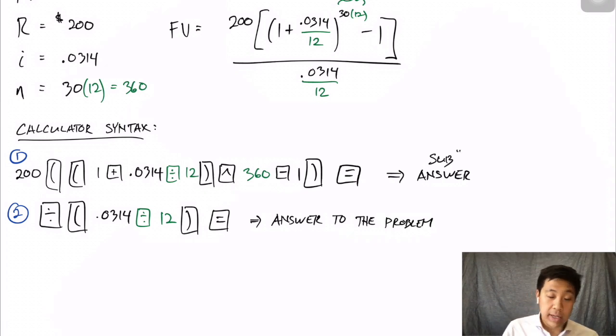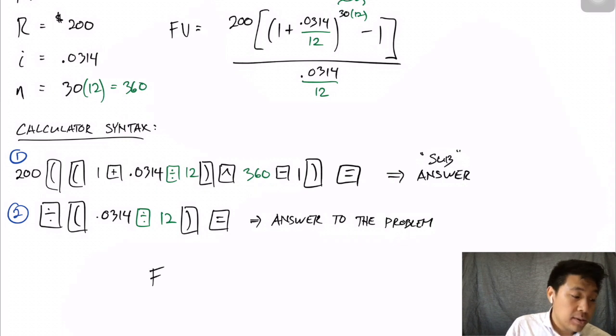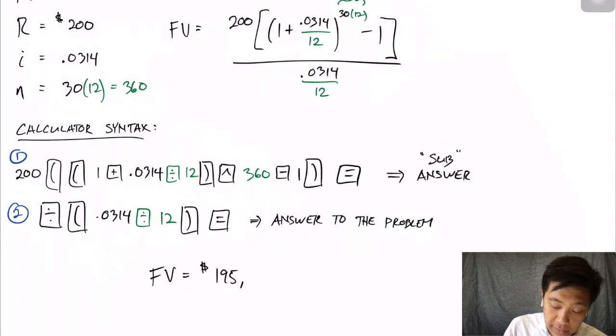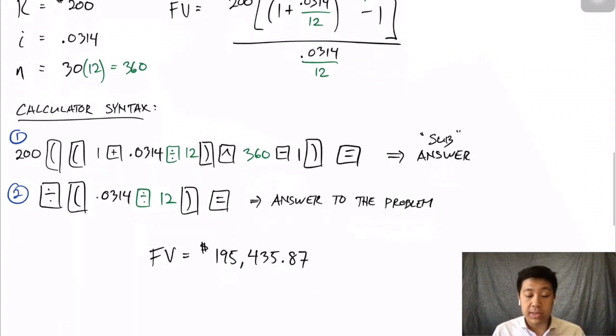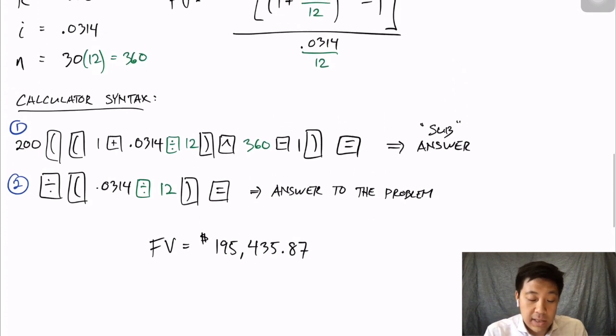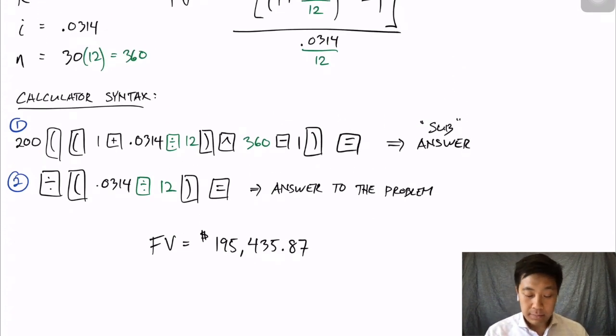Okay, so what's our answer here? The future value, again, this is already rounded since I already got the answer in advance. It's 195,435.87. And if you're curious, asking, how does this make sense, or does this even make sense, or am I on the right path? You can think of it this way.